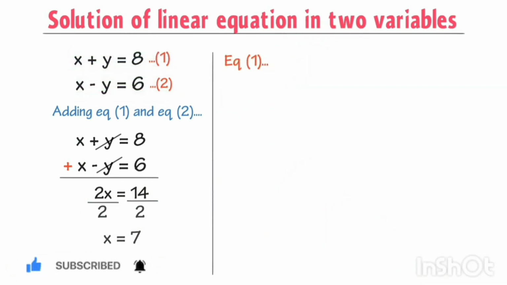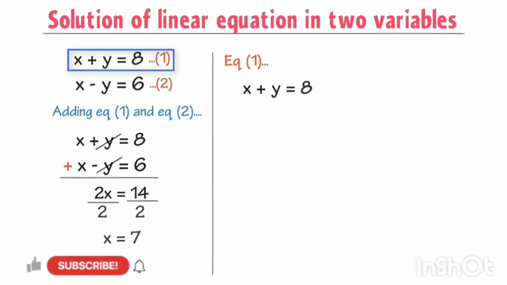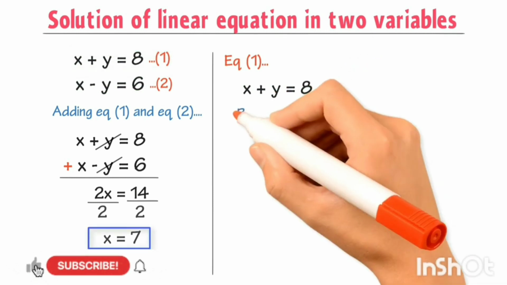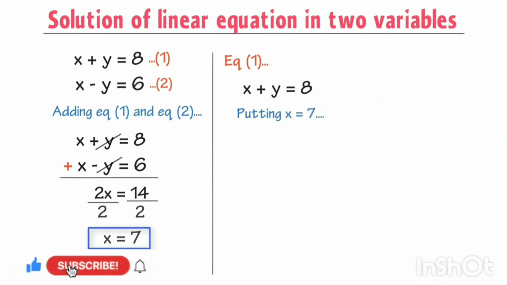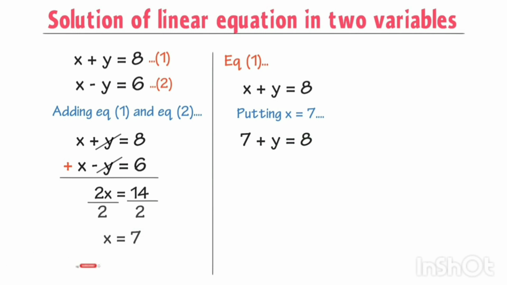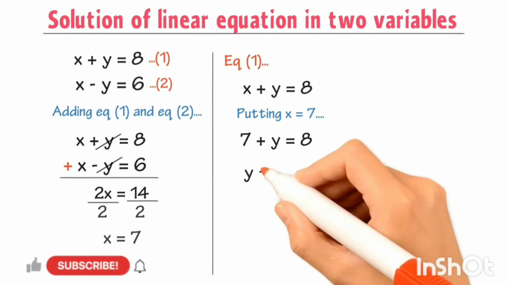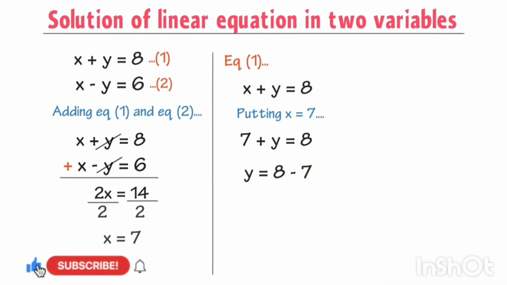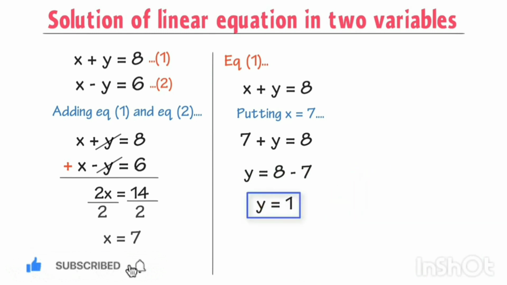Now equation number 1 is x plus y is equal to 8. We know that x is equal to 7. Thus putting x is equal to 7 in equation number 1, 7 plus y is equal to 8. Now shift plus 7 from the left-hand side to the right-hand side. y is equal to 8 minus 7, or y is equal to 1. So the value of y is 1 and the value of x is 7.